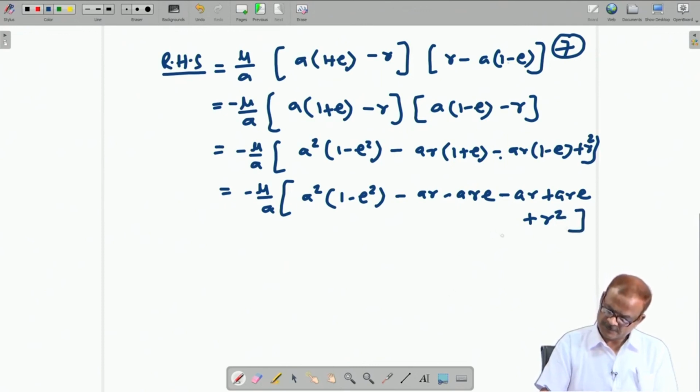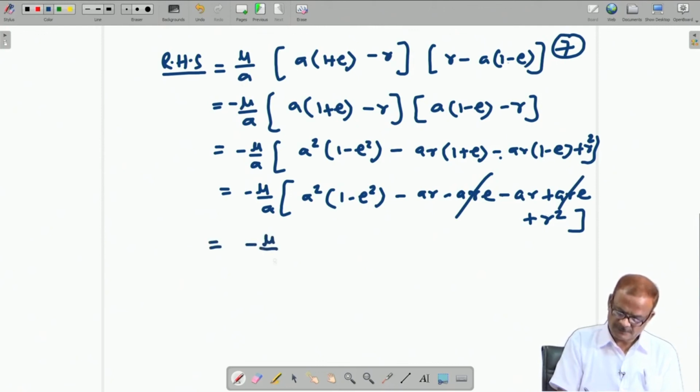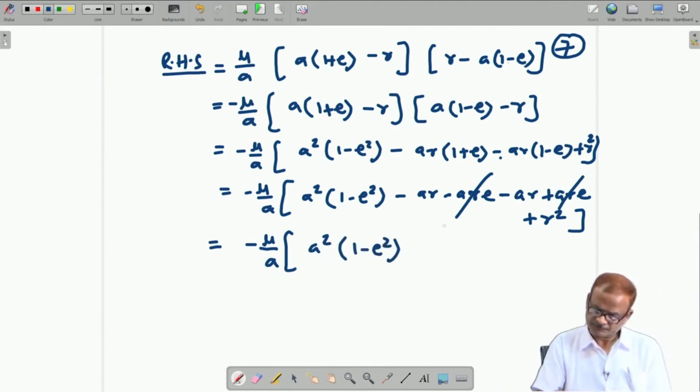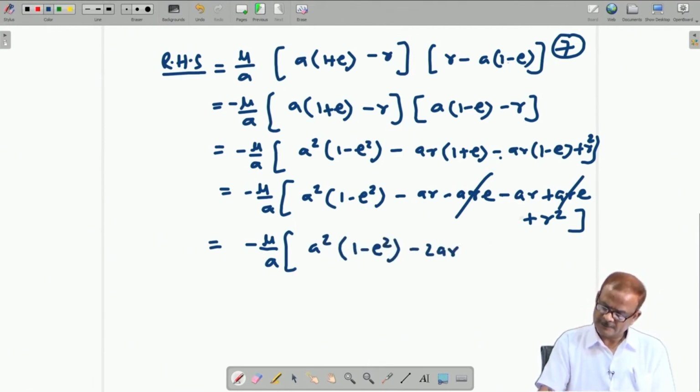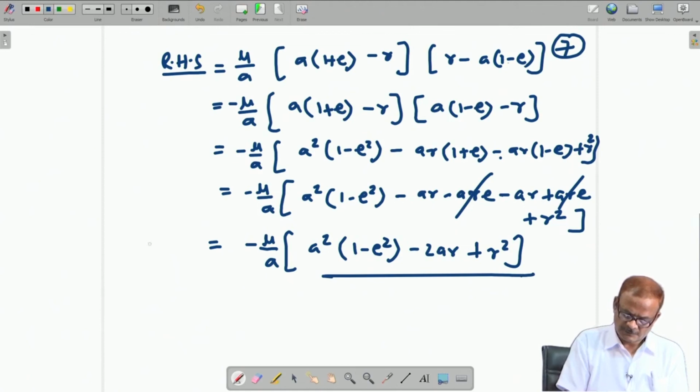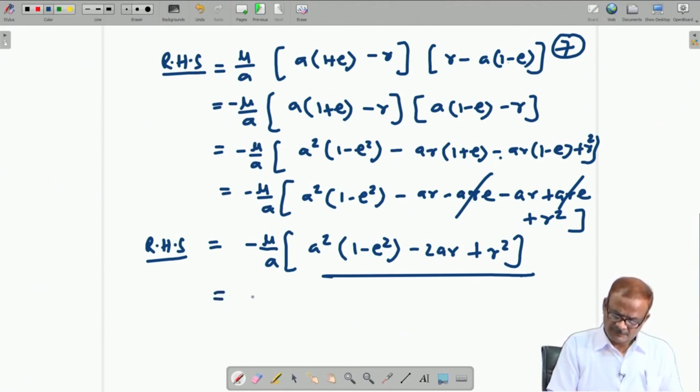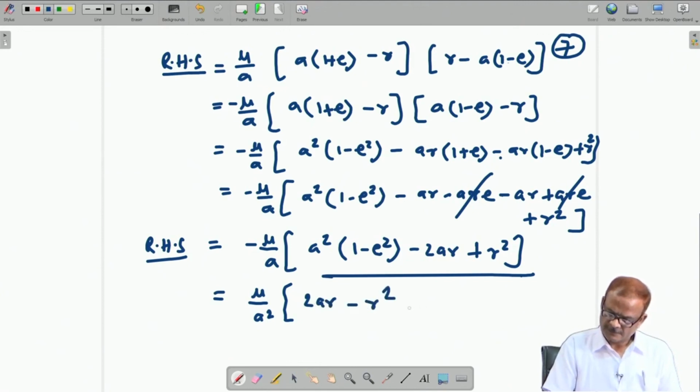So, the terms here, this one and this one, will drop out, leaving us with minus mu by A square times 1 minus E A square minus 2 A R plus R square. So, this is your RHS. If we take the minus sign inside, this gets reduced to 2 A R minus R square minus A square times 1 minus E square.